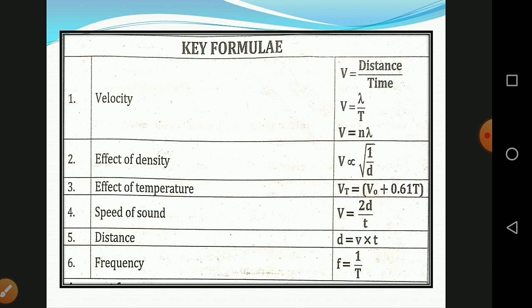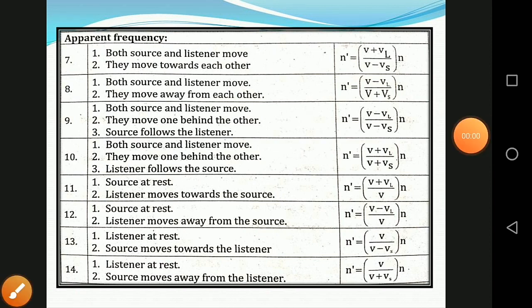And then speed of sound: v is equal to 2d by time taken, that means 2d by t, where d is the distance traveled between two surfaces. To calculate the distance, d is equal to v into t, that means velocity into t. And then frequency f is equal to 1 by t.